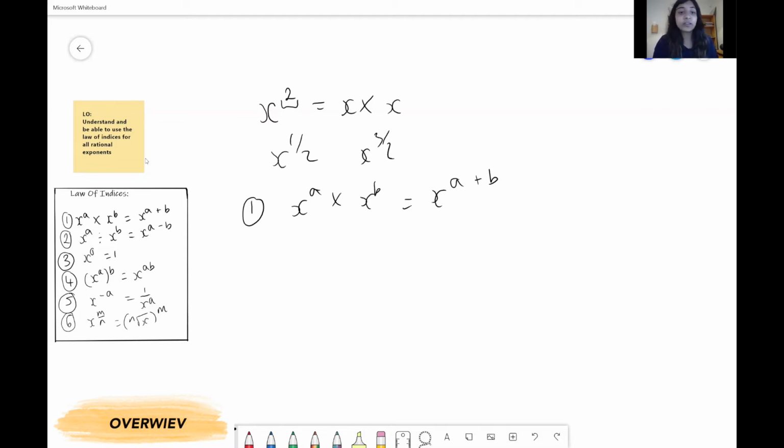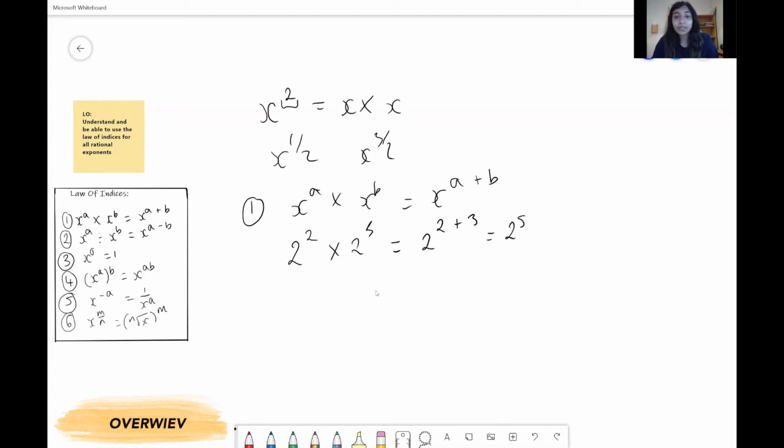Let's say, for example, you have 2 to the power of 2 times 2 to the power of 3. What you would do is just add the powers together, so you would get 2 to the power of 2 plus 3, which is just 2 to the power of 5.